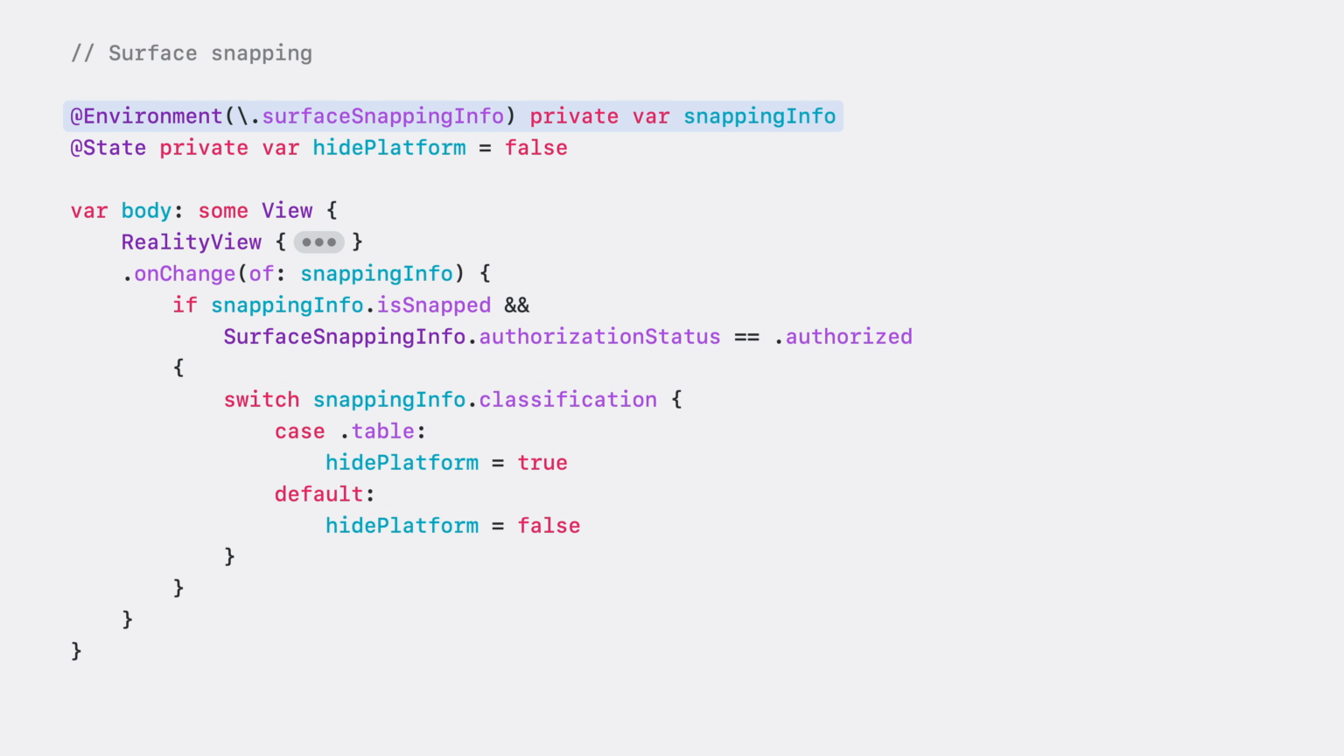Here, I get the surface snapping info from the environment. In the onChange, I check if the scene is currently snapped. And I check if I'm authorized to access the classification of the snapping surface. Checking the authorization status will automatically ask the person for permission if needed. Now, when snapped to a table, I want to hide the platform under the stage. I'm using a state variable to keep track of this.